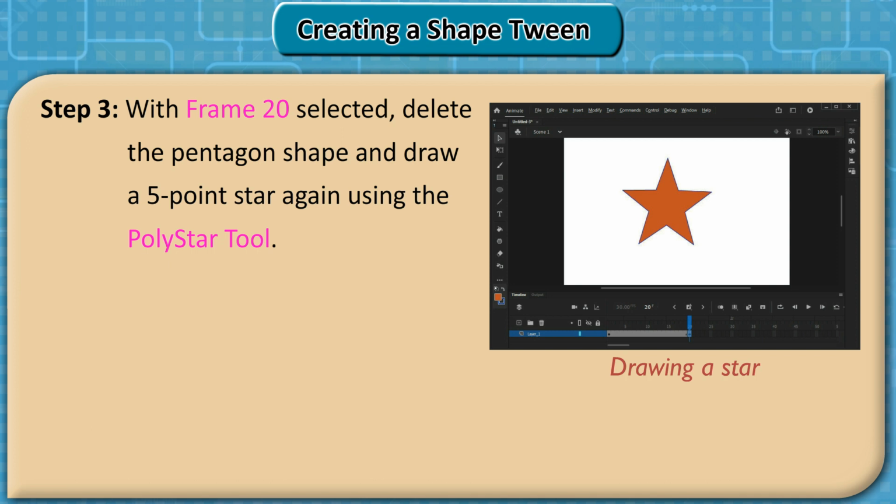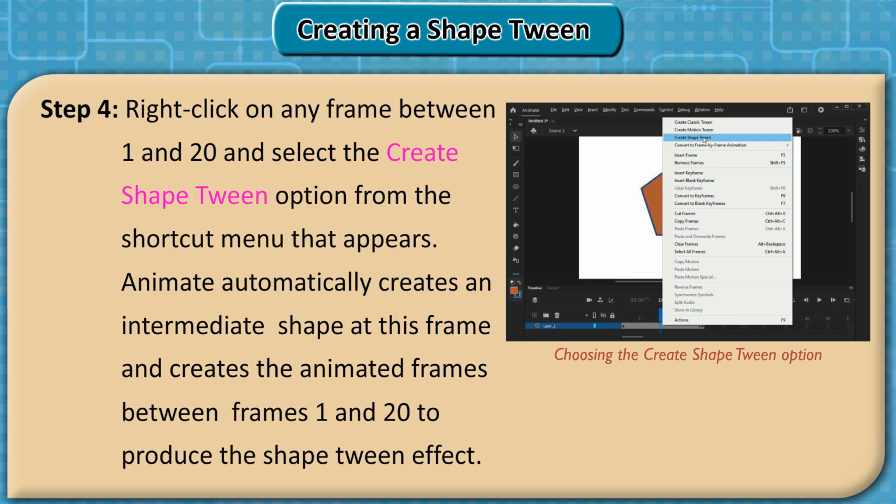Step 3. With frame 20 selected, delete the pentagon shape and draw a 5-point star again using the Polystar tool. Drawing a star. Step 4. Right-click on any frame between 1 and 20 and select the Create Shape Tween option from the shortcut menu that appears. Animate automatically creates an intermediate shape at this frame and creates the animated frames between frames 1 and 20 to produce the shape tween effect. Choosing the Create Shape Tween option.